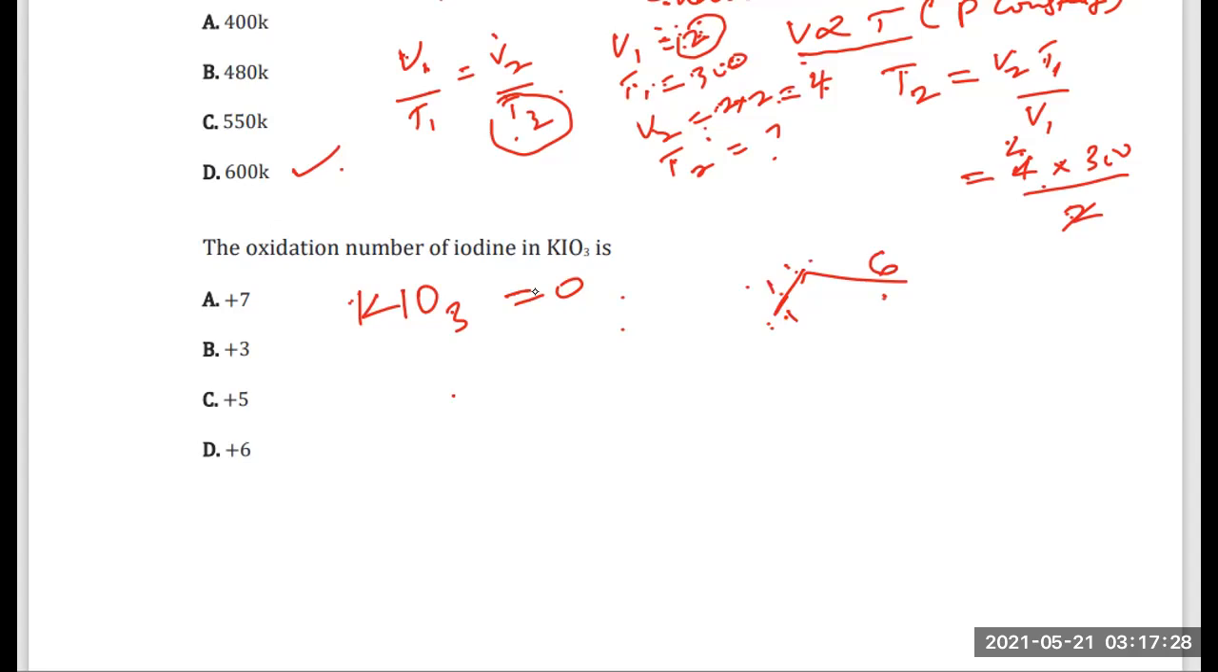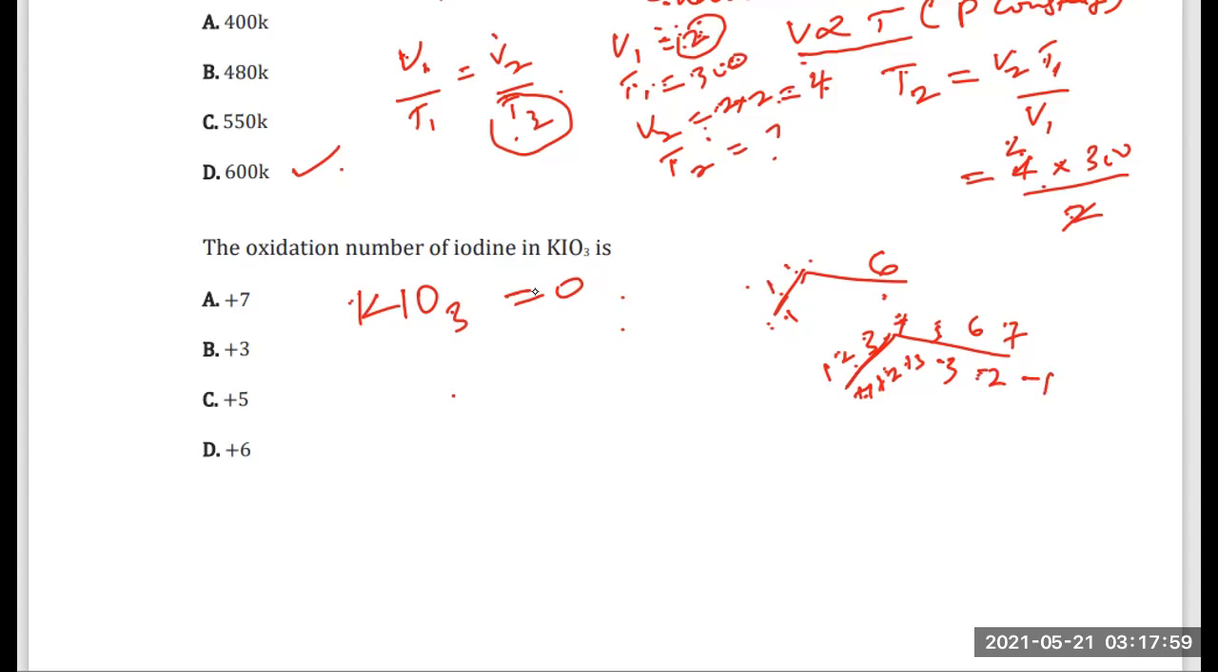Let me do a sketch for you. So that's 1, 2, 3, let's leave 4, 5, 6, 7. Basically, an element in group 1 has oxidation of +1, group 2 is +2, group 3 is +3. If it's in group 5, that's -3. If it's in group 6, -2. If it's in group 7, -1. So that is how to get the oxidation number quickly.